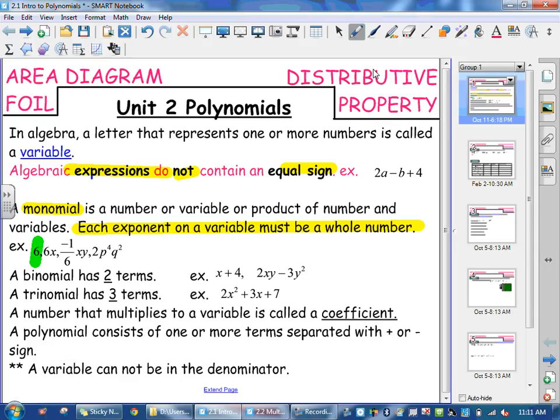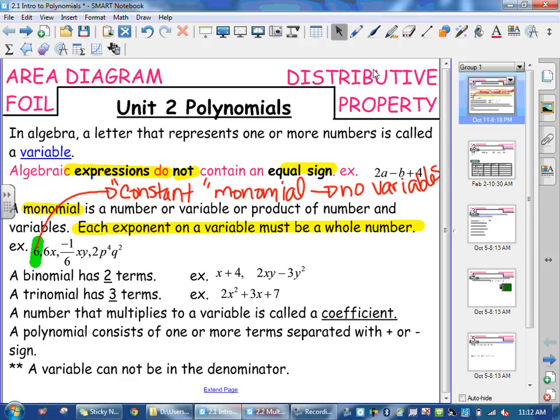Anybody remember the word that starts with C? Not that one. There's a different C word. This one's always lonely because he doesn't have a variable. The constant. Good. So the 6 is called a constant monomial because it has no variables. Okay, so that's the difference there. If we have a variable, it is still a monomial, but if it's a number by itself, we call it a constant monomial, okay? It's by itself, no variables.